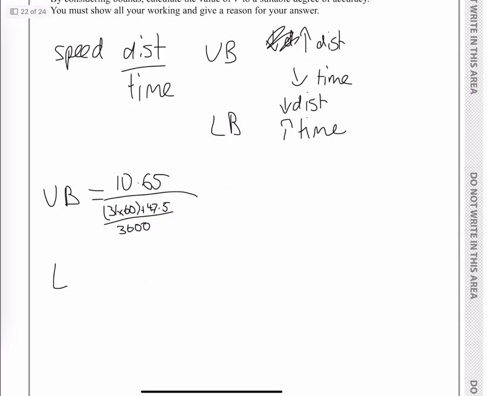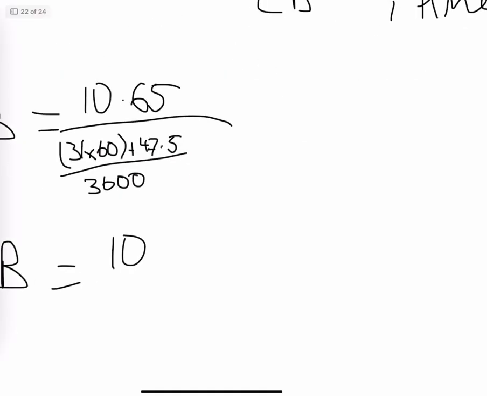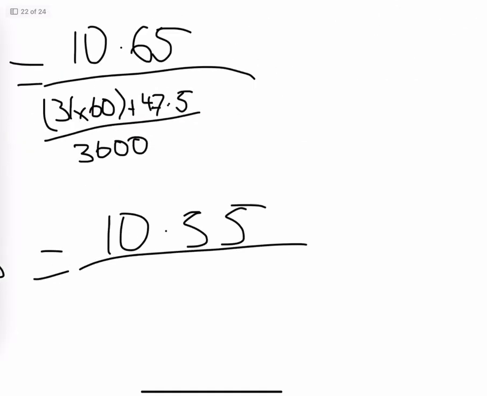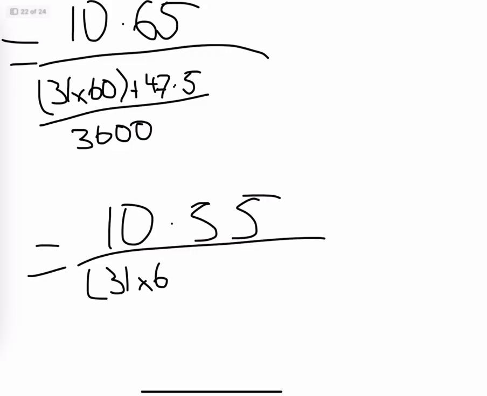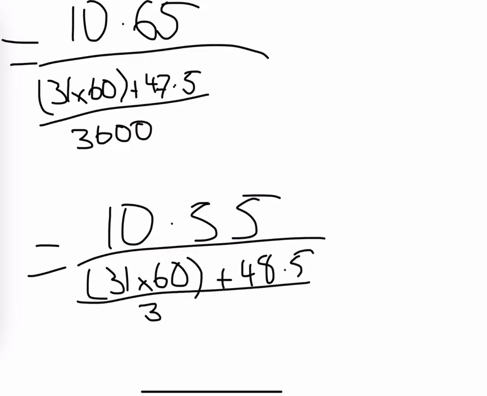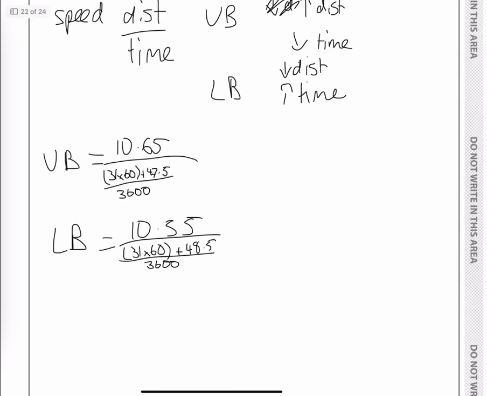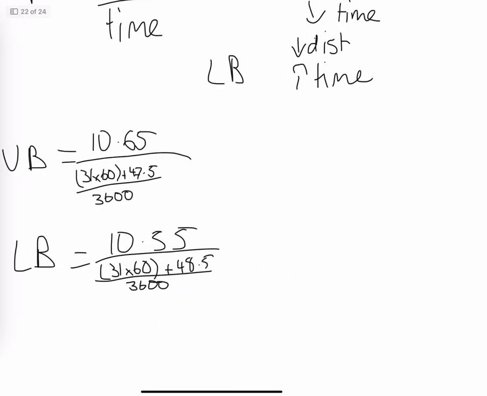And we'll do the same for the lower bound. So the lower bound will be 10.55 over 31 times 60 plus 48.5 over 3600, okay? And now we'll type these into our calculators, and what do we get? Once again, my calculator refuses to behave. Eventually in these videos, I'm going to have to find something to complain about other than my calculator, but we're not there yet, I'm afraid. Sorry for all of you watching this in pain.